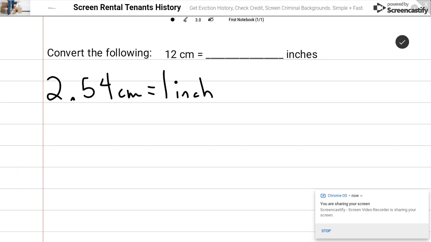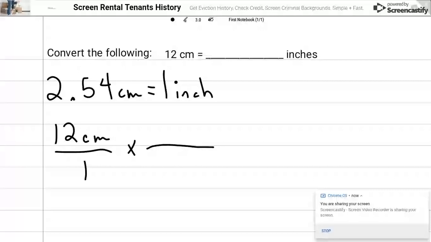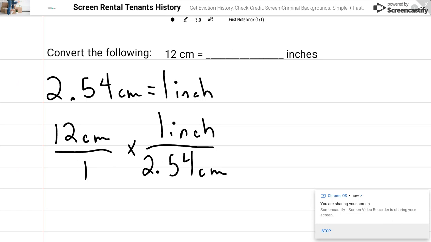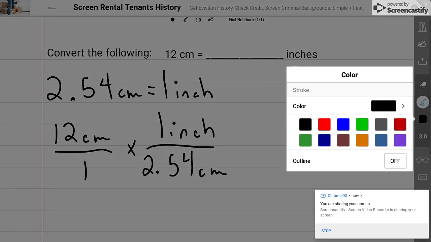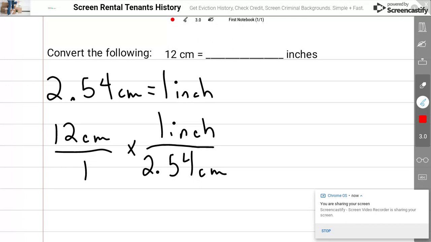So we need to set up our conversion. We're going to have our 12 centimeters, and we're going to be multiplying it by something. So instead of putting that 2.54 on top, we want to put the 1 inch on top. And we're going to put the 2.54 centimeters on the bottom. The reason why we're doing this now is because we want those centimeters to cancel out. We don't need that information.